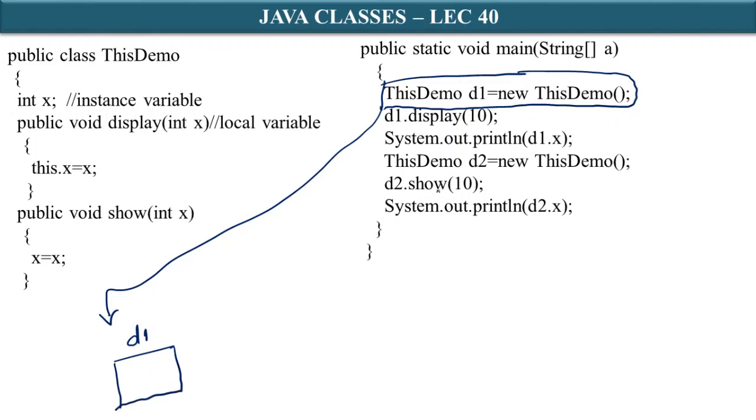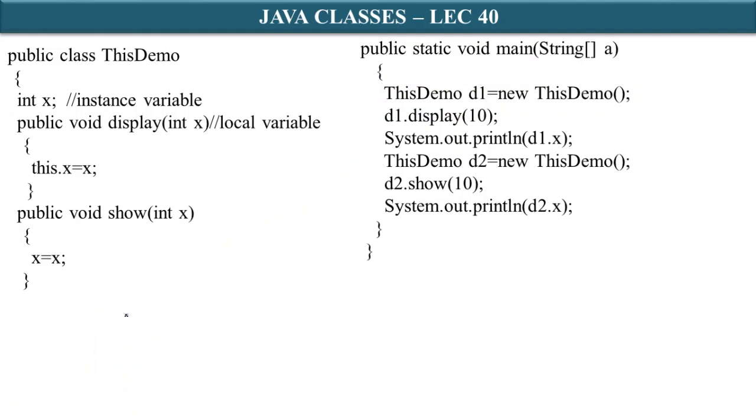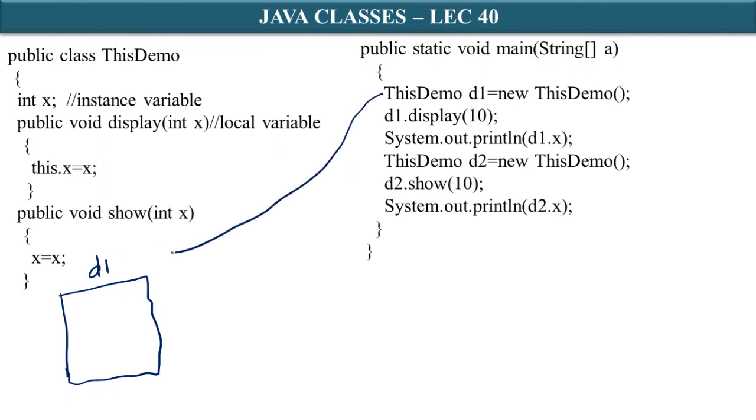I can say it's a reference variable also. Class name, space, object name, equal to new class name. Let me keep this one a little bit big. Here I will write. Let me say this is my D1 object. How can I create this particular object? With the help of this statement: Demo space D1 equal to new Demo. It's not a new thing, isn't it?